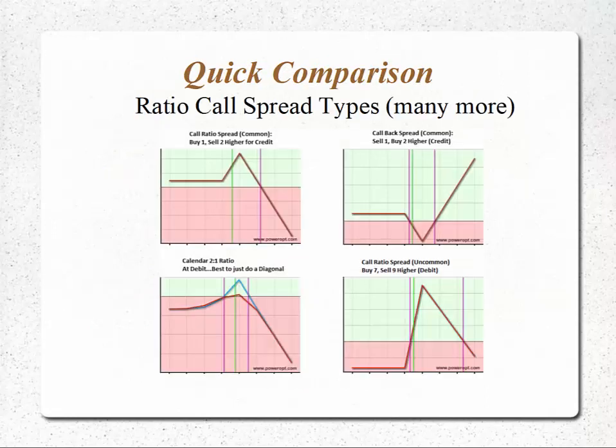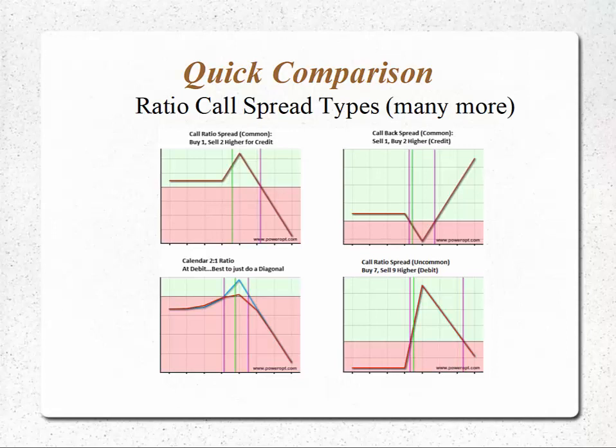Here's a quick comparison of the ratio spread types. In the upper left corner, that's our standard 2-to-1 that Jerry was asking about. Buy 1, sell 2 higher strike calls, look for a credit. Ends up with an infinite risk to the upside.